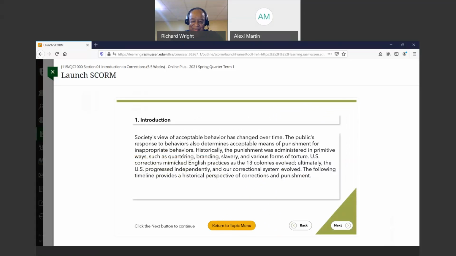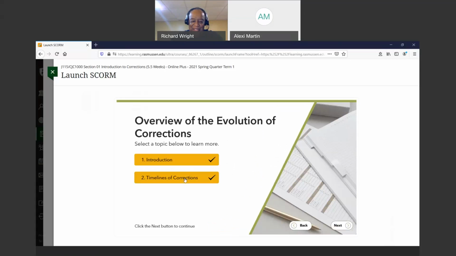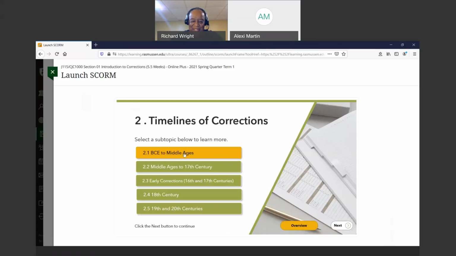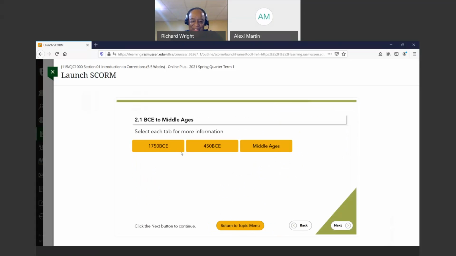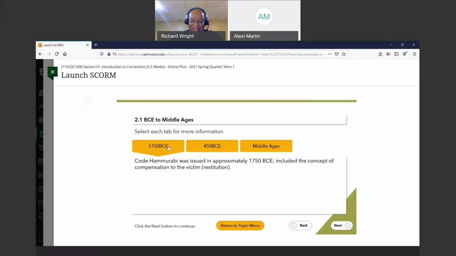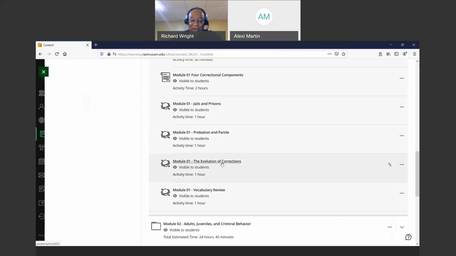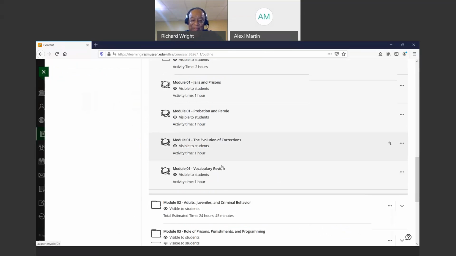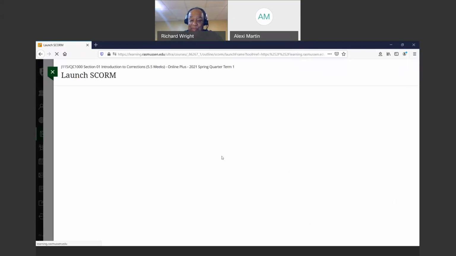So you can get to the introduction, and here it is right here. And then you go next, and then the timeliness. You click on each of these to learn more about the periods of corrections, and then go over each tab and it explains. These are things that will help you study. These are study tools. I'm just bringing them to your attention that they're there. We won't be using them a whole lot, we'll use them a little bit. And then finally, this is really important: your vocabulary review.